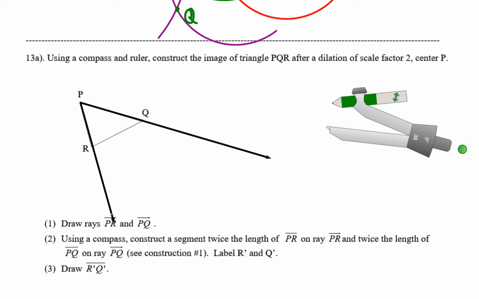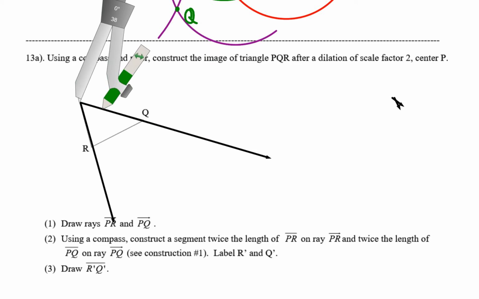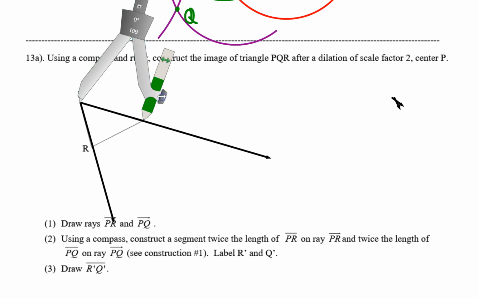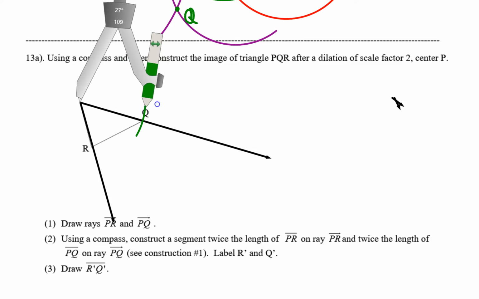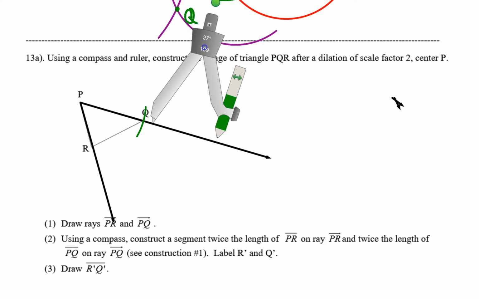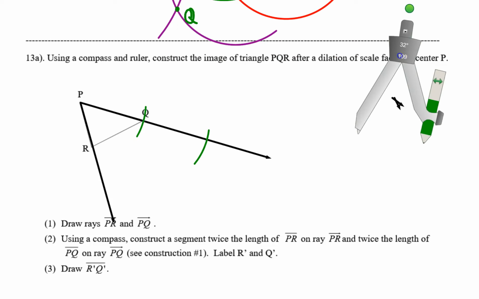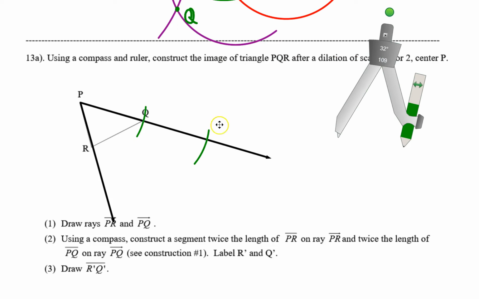Now, in order to make it twice as large, we're going to use our copy construction. So going back to P, I'm going to open up my compass as far as PQ, just like so, and make a copy mark. So this is the distance that I'm going to copy. Just pick up your compass and move it over where you left off and make another mark. That's what ends up being Q prime.